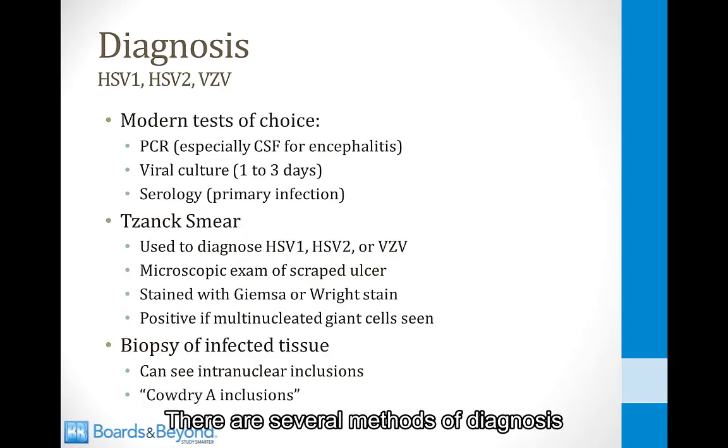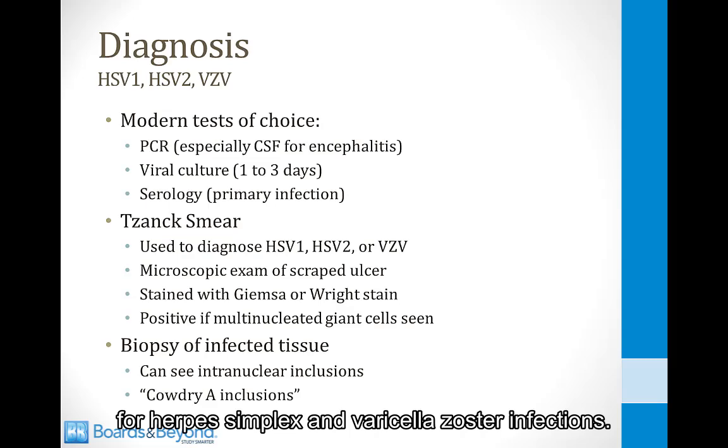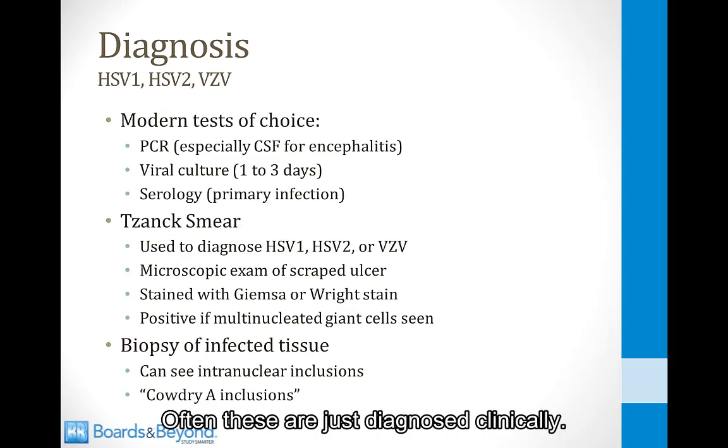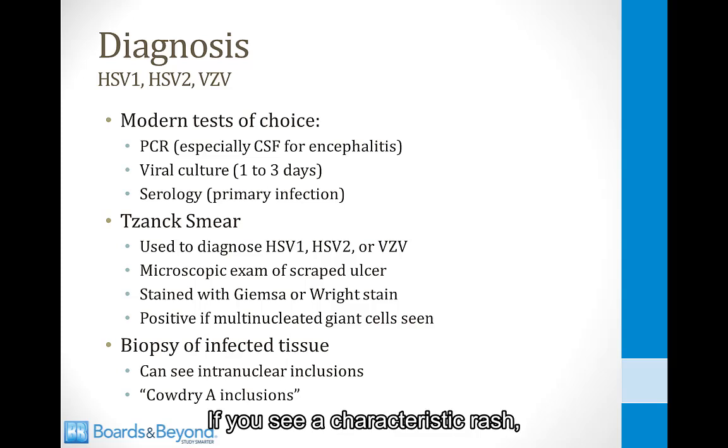There are several methods of diagnosis for herpes simplex and varicella zoster infections. Often these are just diagnosed clinically. If you see a characteristic rash, the rash will just be treated without any diagnostic testing. If you need to do a diagnostic test, some of the options include PCR to identify the DNA of the virus. This is especially helpful when you think someone has encephalitis.